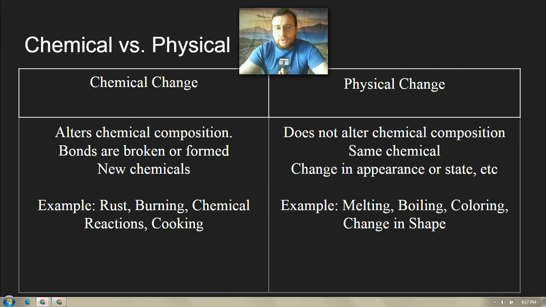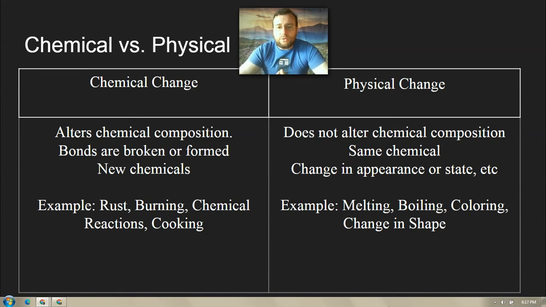But a chemical change is any time that a change alters the composition of matter. That means bonds are broken or formed and new chemicals come out of it. There's new substances being produced. So rusting, burning, chemical reactions, cooking are all examples of that because you make new things out of it.